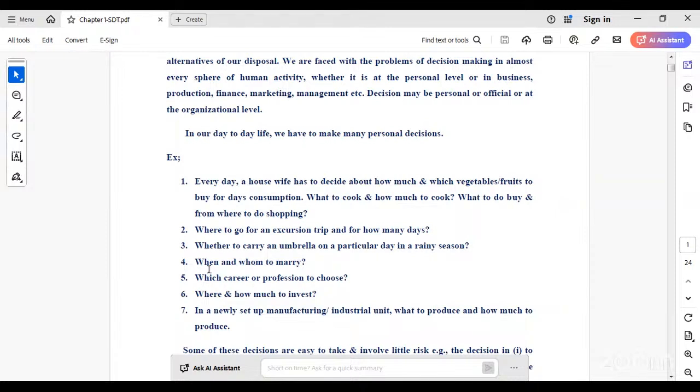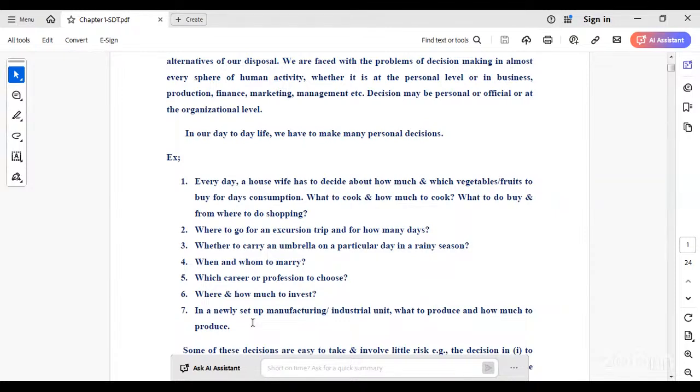A girl also has some desires. In those desires, number one is the boy, the male candidate, and his attitude is also required. In what way his behavior is, what his work is, and how much his earning is. All these things she should consider and take a decision whether to marry a male or female. The next one, which career or profession to choose?